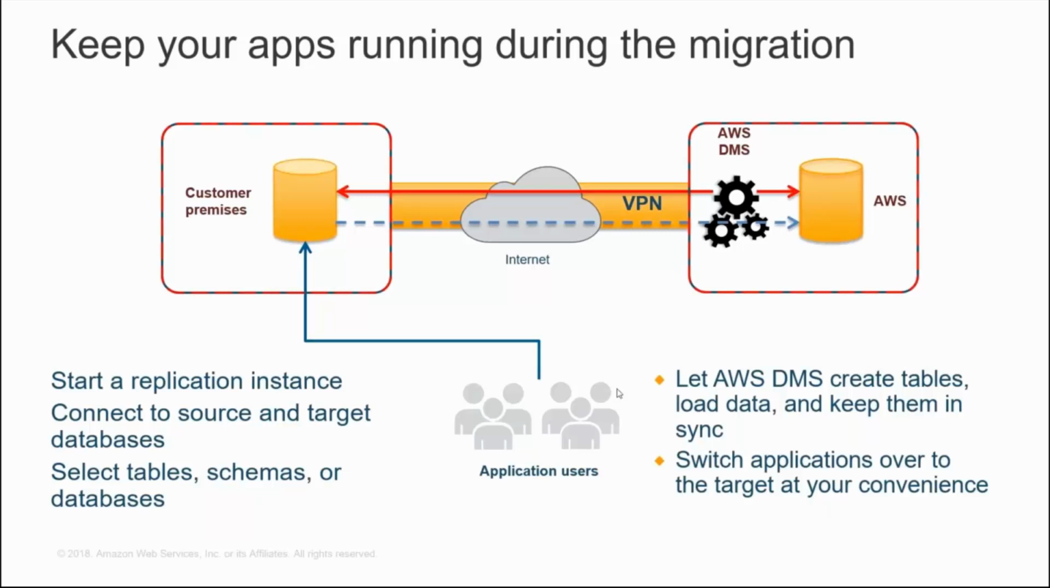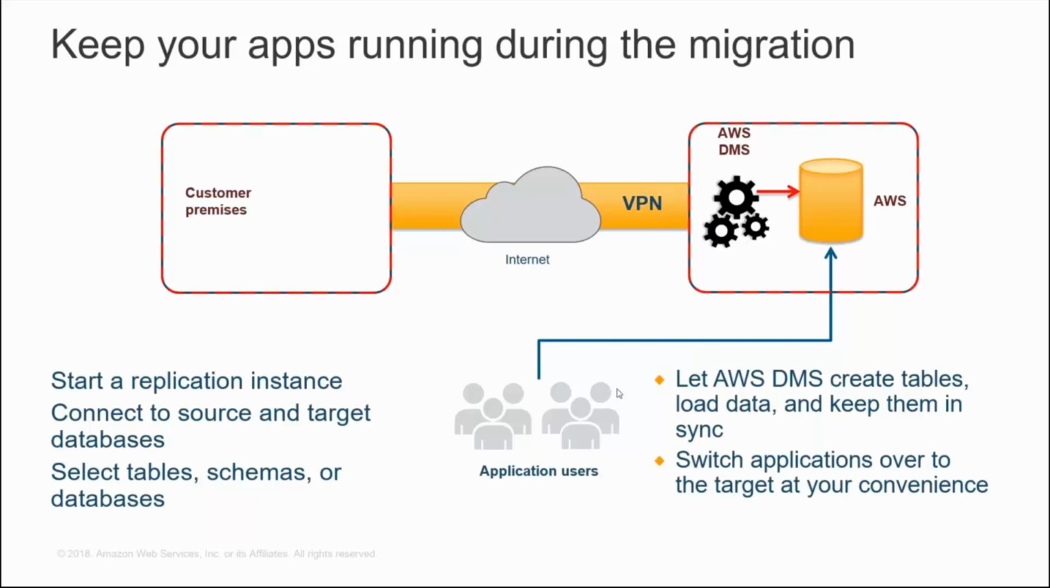Now, to be clear, it only creates the tables if you haven't pre-created the schema. Best practice is to use the schema conversion tool to pre-create the schema, and then DMS will just populate them. Once you're happy, you've done all your verification, your testing, what have you, at a time that's convenient to you and your business users, you just need to switch your applications over to the target at your convenience. And this could be something as simple as a DNS update. So you do that, and then you're done. Your migration is complete.